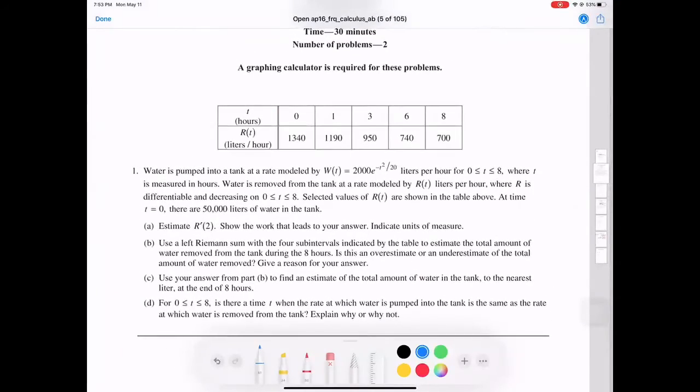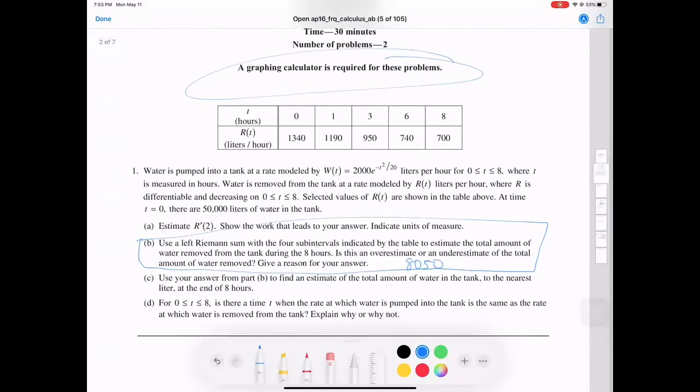Use your answer in part B to estimate the total amount of water in the tank to the nearest liter. Question 1 normally is a calculator question. Use Riemann sums with 4 subintervals to find the amount of water that was removed from the tank. Is it an overestimate or underestimate? And then part B was? The answer is 8,050. If you're going to do C, you need the answer. 8,050. Okay.